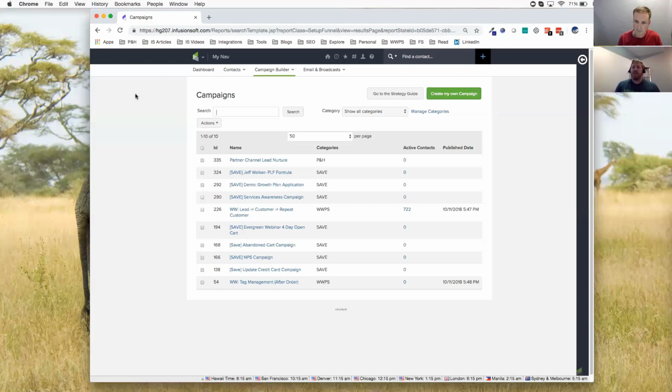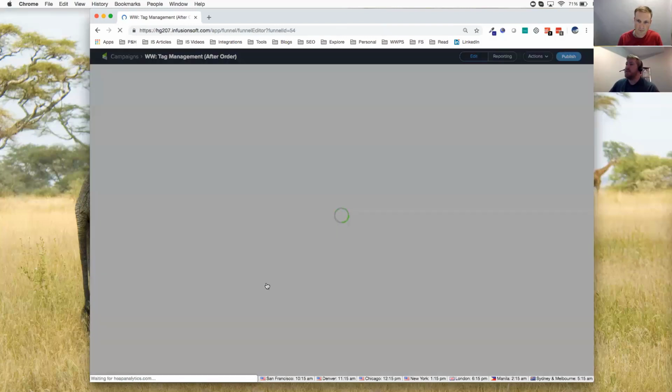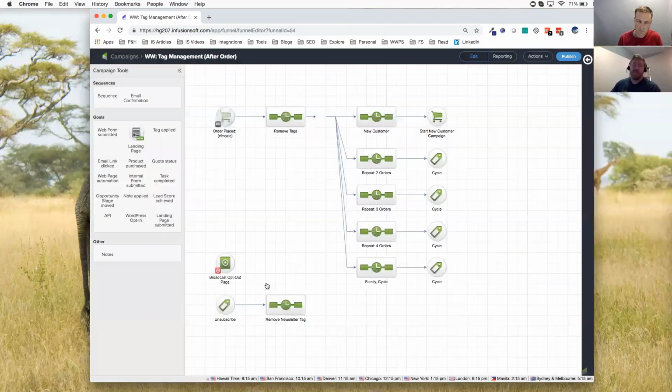That is critically important for email marketing, whether you're using Infusionsoft or any other platform. I would really encourage you to think about the different types of people that are interacting with your business and treat them accordingly, right? That's something that Infusionsoft makes very easy to do. In this particular brain campaign, it's actually split into 2 separate campaigns. The first campaign we're going to look at is just tag management after order. And this is that brain piece that sits on top. Essentially, all I'm trying to do here is determine how many times someone has done business with my company.